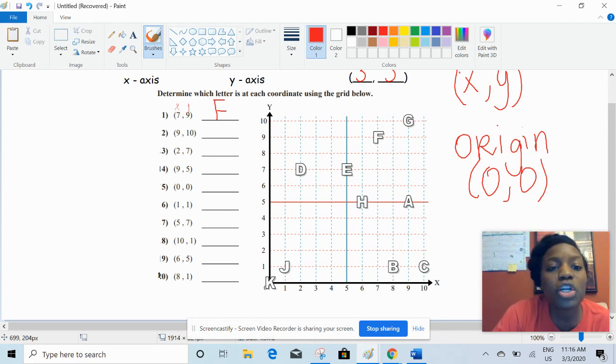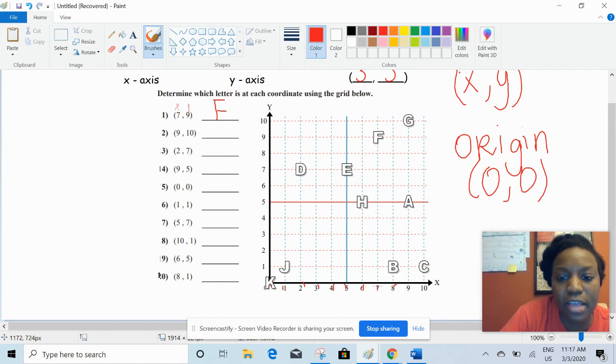All right, so you should have labeled your 9 as your X value and your 10 as your Y value. So what we're going to do is I'm going to count over to 9. 1, 2, 3, 4, 5, 6, 7, 8, 9. And I'm going to count up 10. 1, 2, 3, 4, 5, 6, 7, 8, 9, and 10.